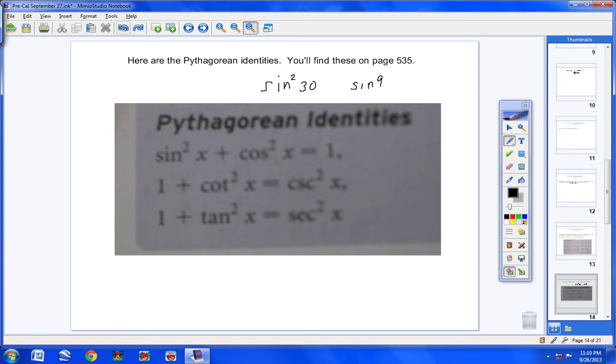When you see sine squared of 30, that simply means you're taking the sine of 30 twice. So the sine of 30 times the sine of 30. That's what sine squared 30 means. We're not going to need to know that right now, but it's something to be familiar with. So here are the Pythagorean identities.